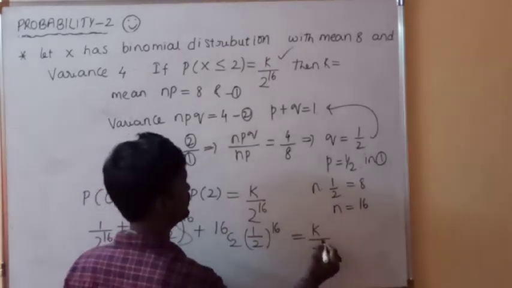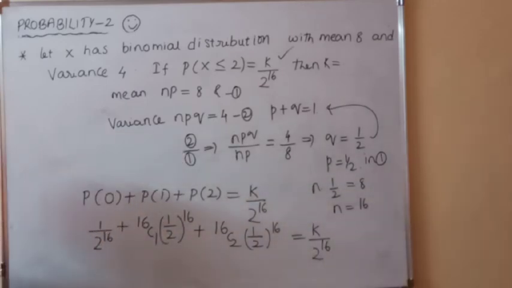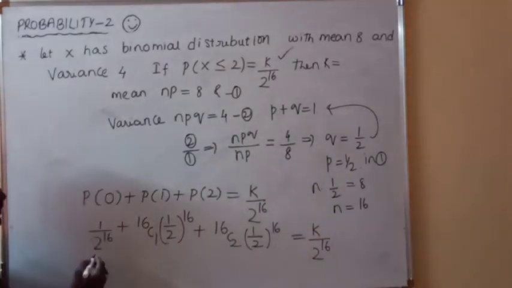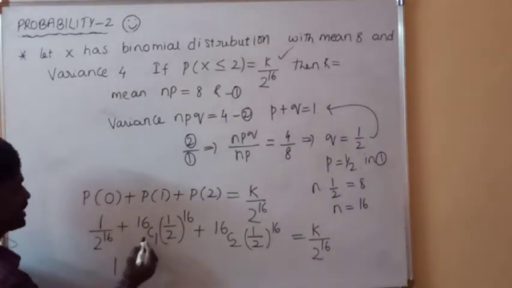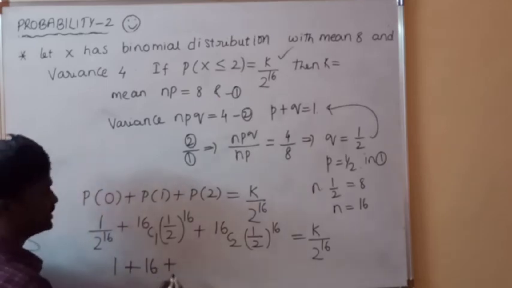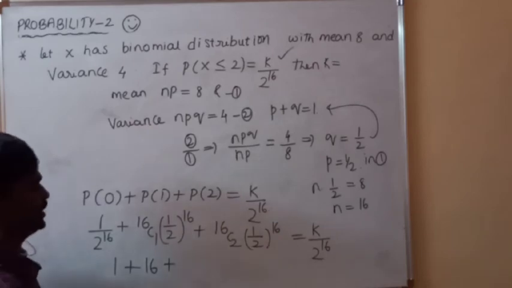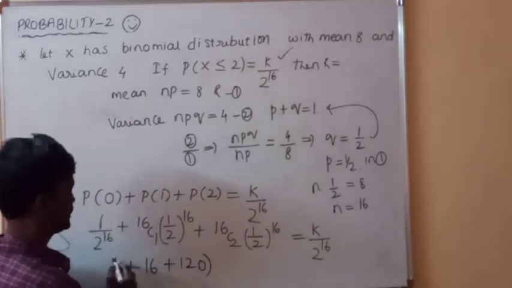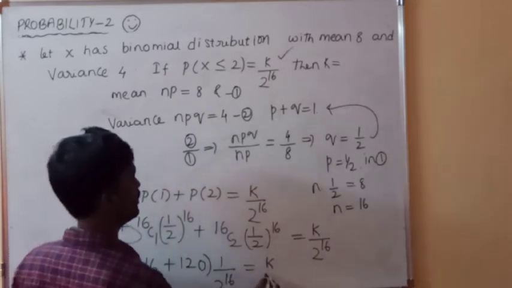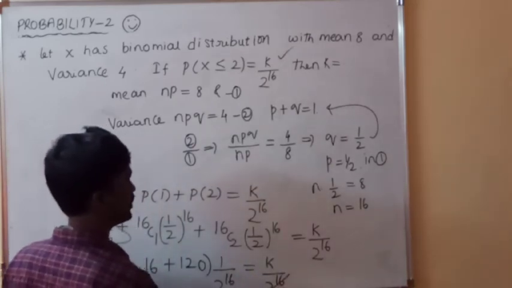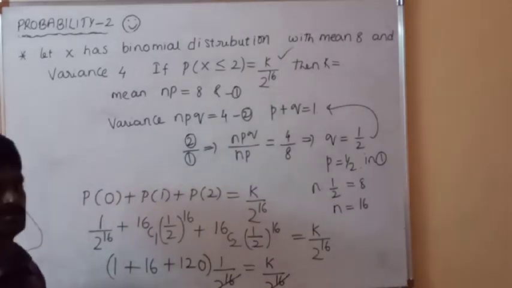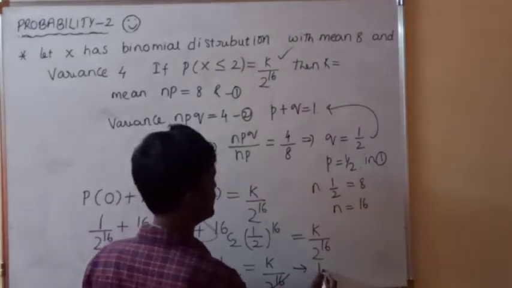So taking the 1 by 2 power 16 common and cancelling 2 power 16 on both sides, then what you will get left here? First term 1, second term 16C1. 16C1 value 16 and 16C2 value, if you calculate, you will get 120. So I am taking 1 by 2 power 16 common. It is equal to K by 2 power 16. So 2 power 16, 2 power 16 get cancelled. 1 plus 16 plus 120. How much? 137. So thus K is equal to how much?